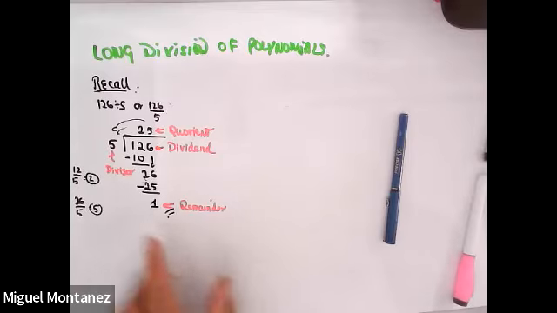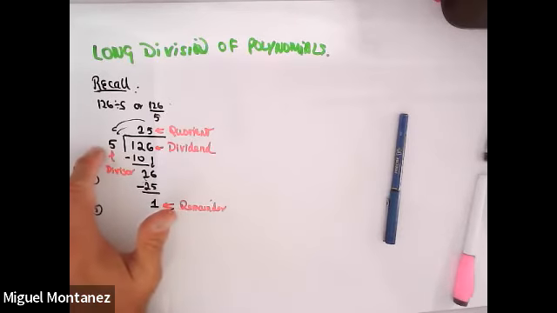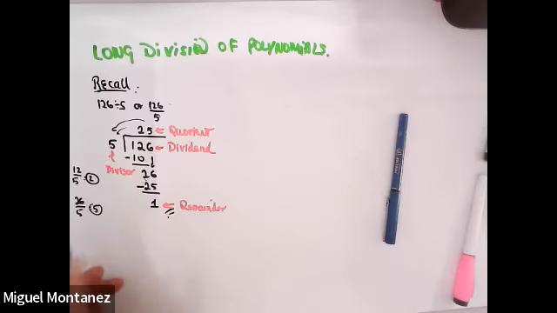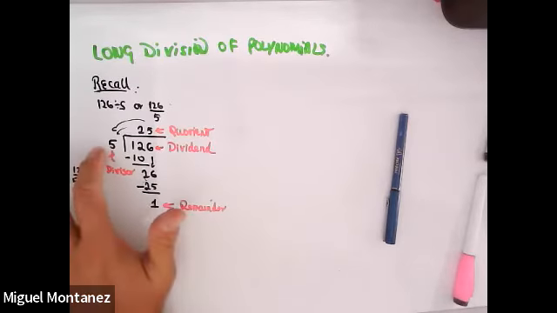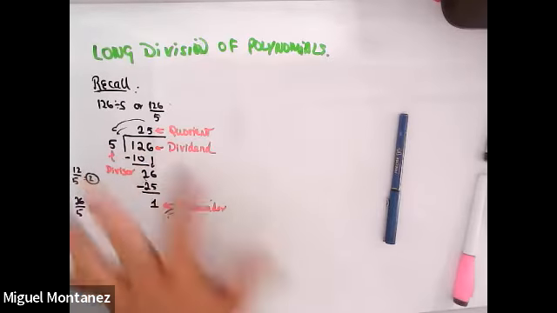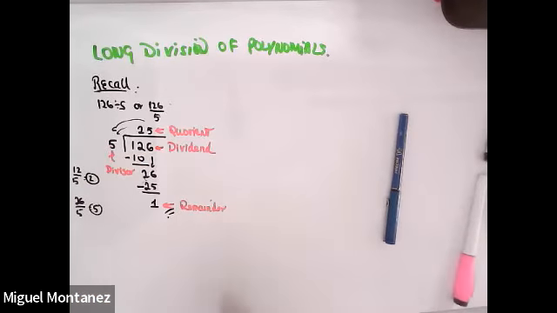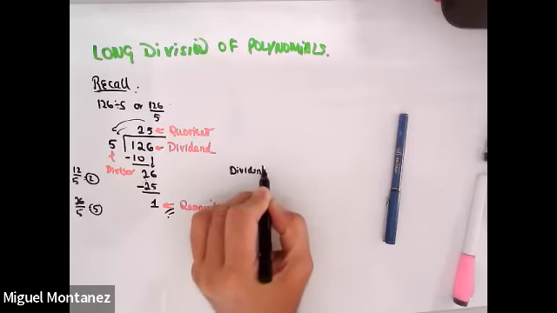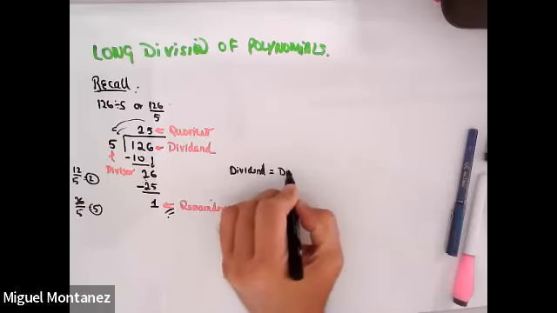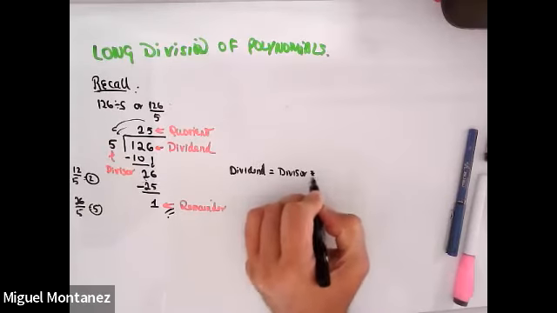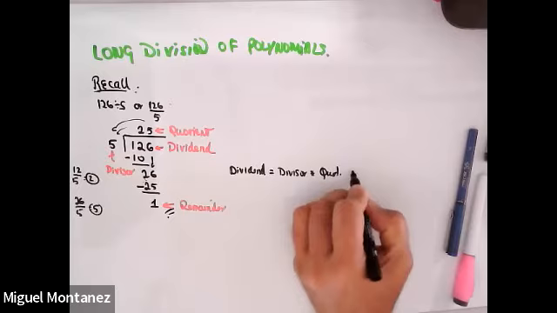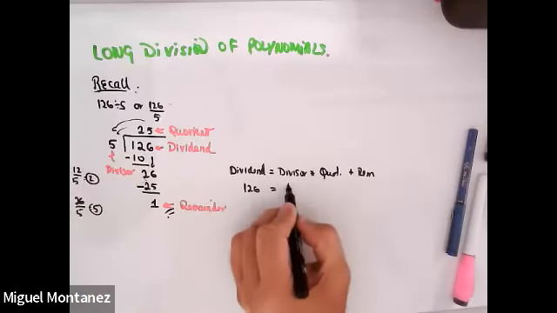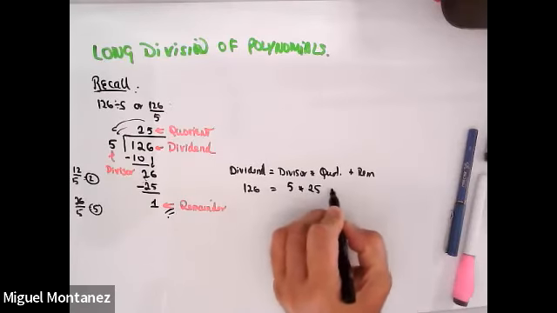And what can we conclude? First of all, we can say 5 is not a factor of 126. Why? Because the remainder was not 0. If the remainder is 0, indeed, the divisor will be a factor of the dividend. Also, we can conclude that my dividend equals divisor times quotient plus remainder. Of course, my dividend 126 is the same thing as 5 times 25 plus 1.